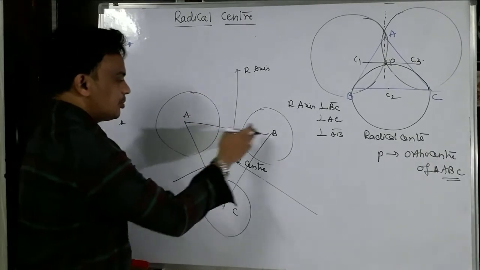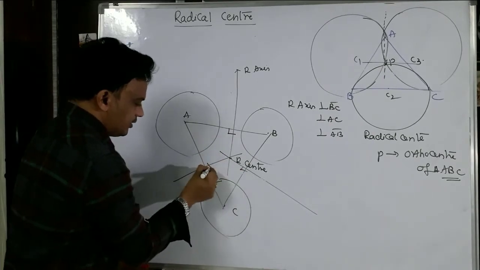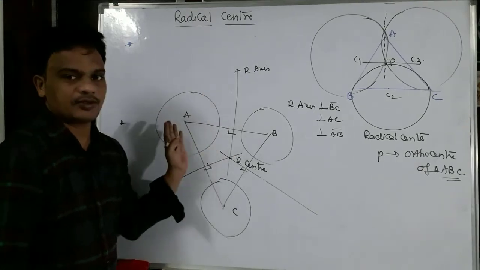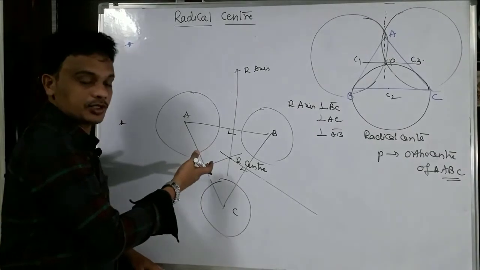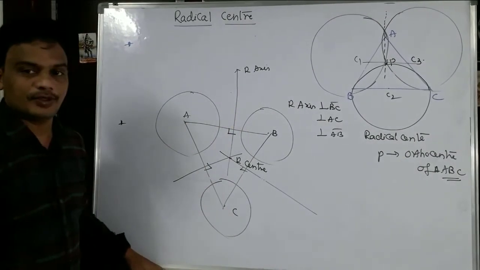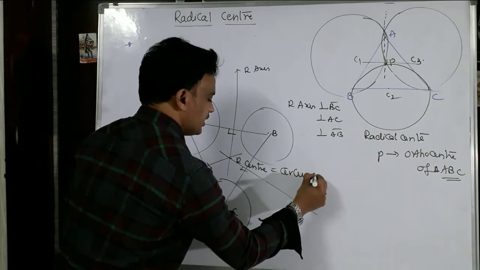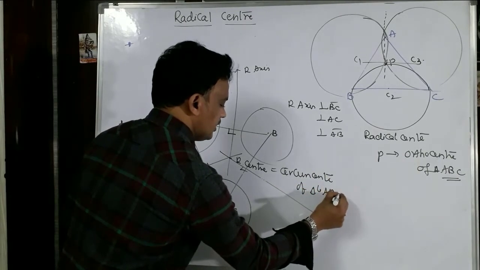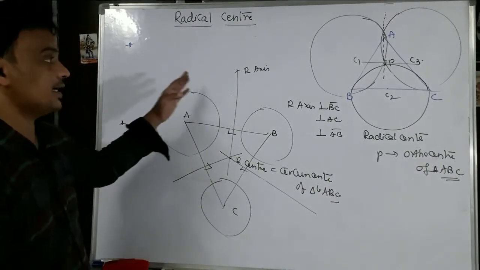The radical axis is always perpendicular to the line joining the centers. It is also the perpendicular bisector of the chord. The radical axis becomes the perpendicular bisector of the sides of triangle ABC. Then this radical center is the circumcenter of the triangle ABC. These are the three different cases for the radical center.